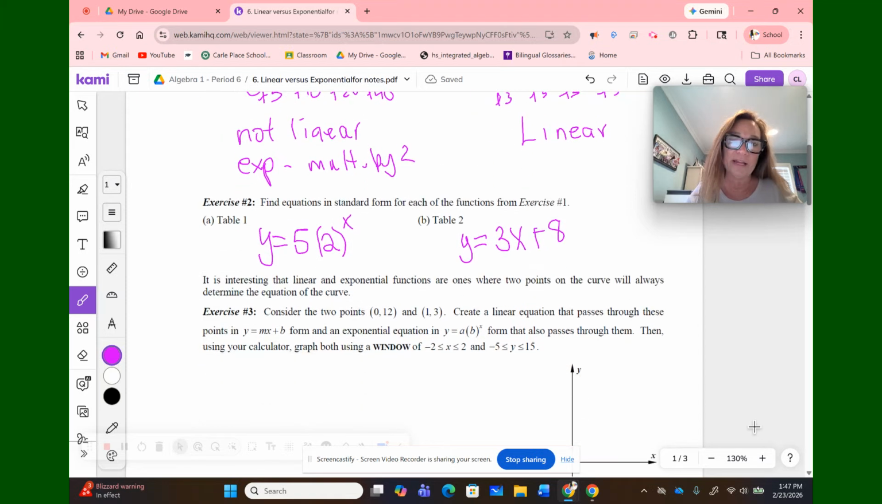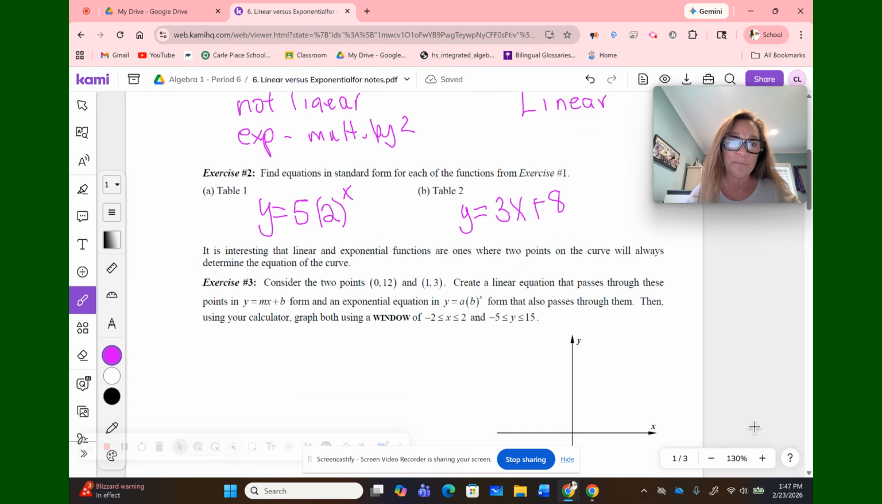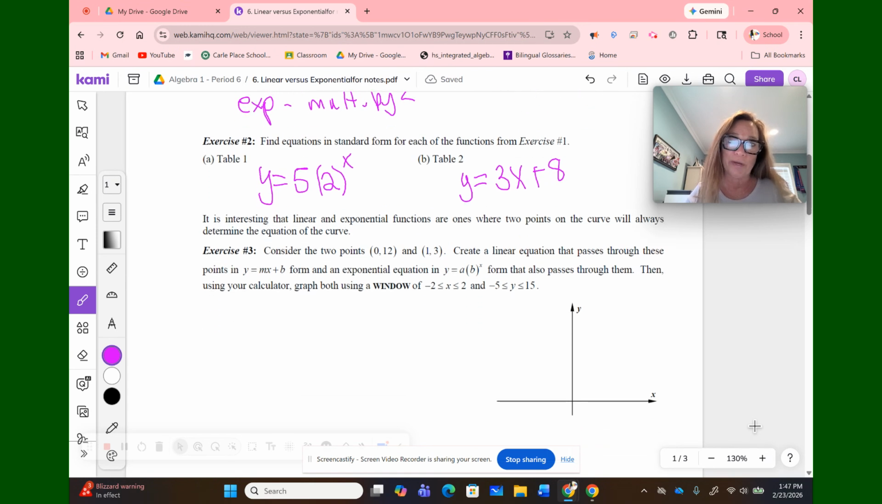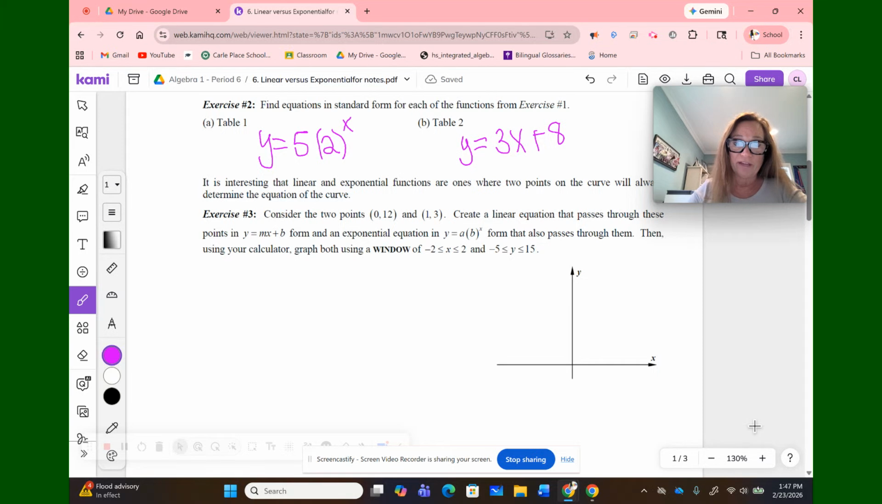With linear and exponential, there are 2 points that will always determine the equation of the curve. And you can use those 2 points. Personally, for a linear, I like to have 3 because I just want to make sure. And for exponential, honestly, I like 5, but you can do it with 2. So if I do 0, 12, I'm going to estimate it here. And then 1, 3, which I'm going to estimate here.